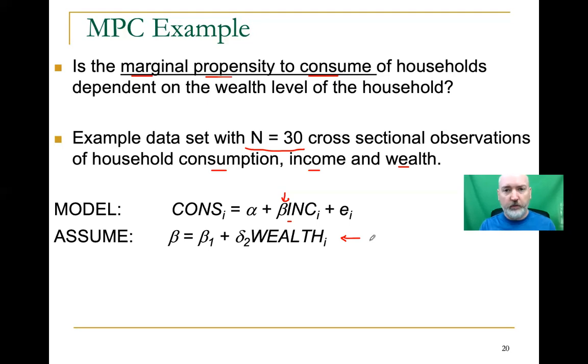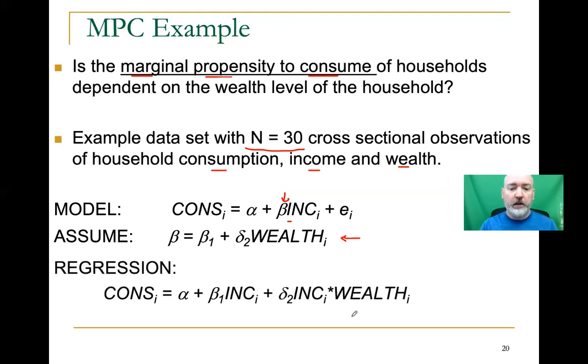So just like we did before, make the substitution, and we now have our baseline slope plus the potential of this interaction. As wealth goes up, does that change the impact of income on consumption? And the magnitude and the sign of that effect is going to be represented in that delta 2 interaction coefficient.